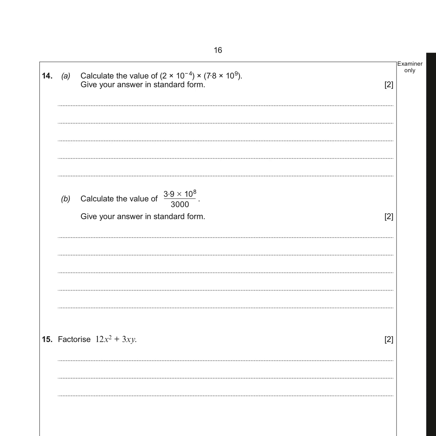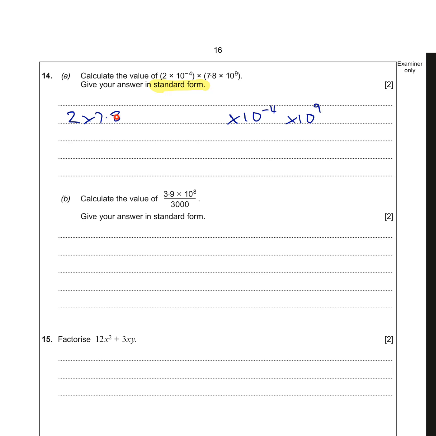Question 14 is a standard form question. For a standard form question, all numbers in standard form must be between 1 and 10 multiplied by a power to an index number. This question can be done by separating the multiplication of the whole numbers, 2 multiplying by 7.8, and the multiplying of the powers of 10, 10 to the minus 4 and 10 to the 9.